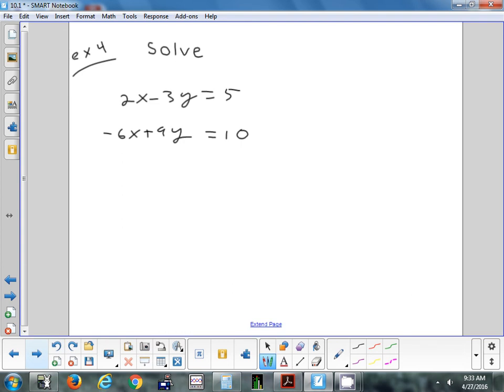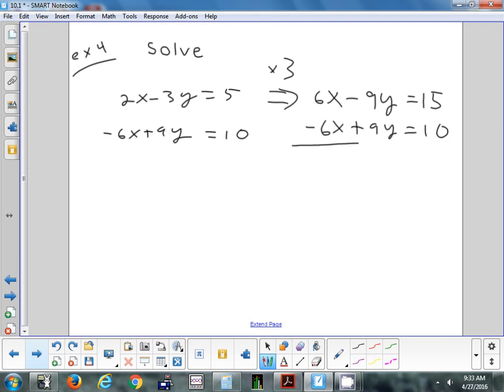All right, let's try this one with elimination, and something different is going to happen here. What could I multiply the top equation by to make a letter cancel out? 3. Yeah, let's multiply it by 3. Can you tell me, Eric, what that'll give me? 6x minus 9y equals 15. And our bottom equation, negative 6x plus 9y equals 10.